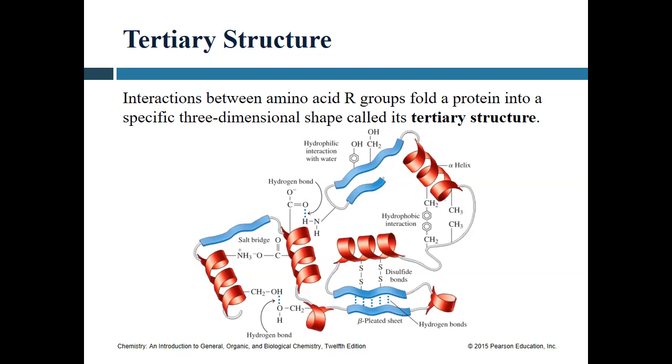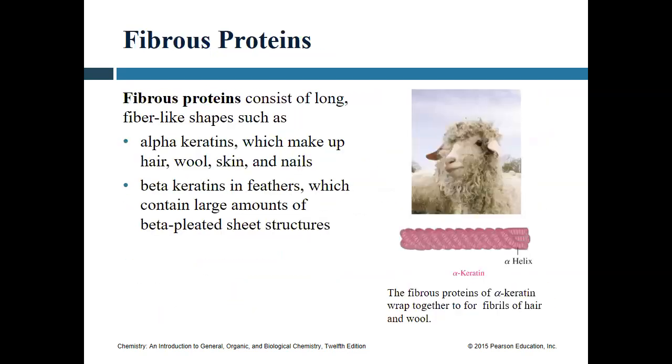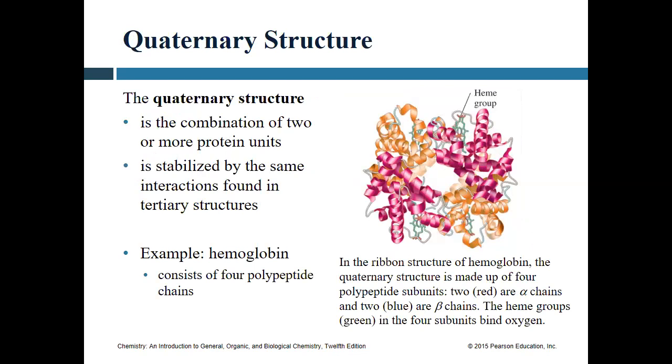Now, the question you might have is, well, if this is the final form, what the heck is a quaternary structure? We'll come back to those in a second. Quaternary structure, we have to bring in multiple 3D units. So a quaternary structure is the combination of two or more of these protein units. So we're actually bringing together multiple tertiary structures into the same macromolecule.